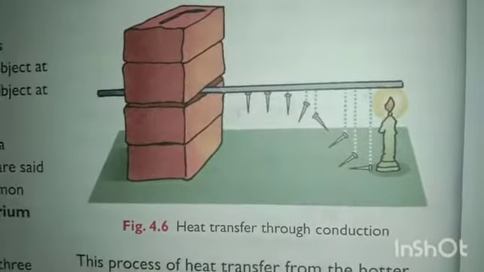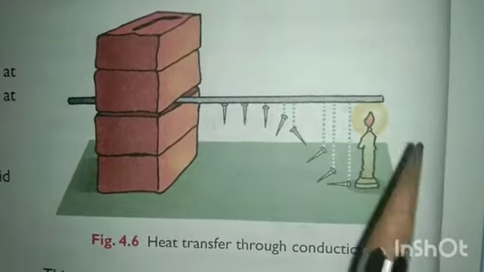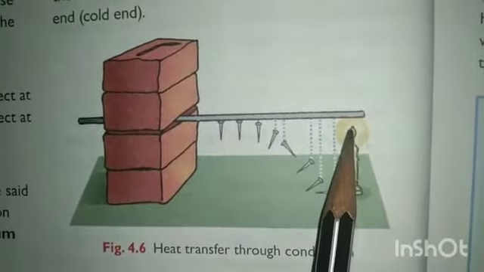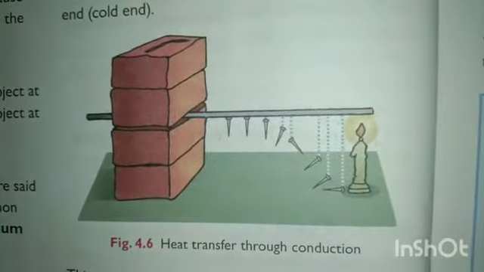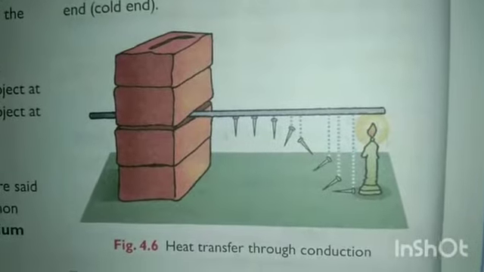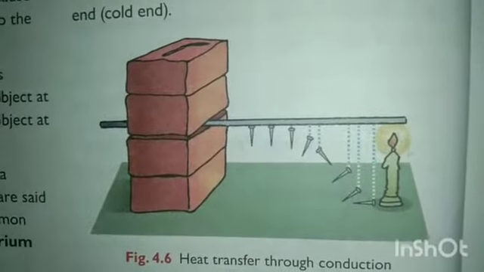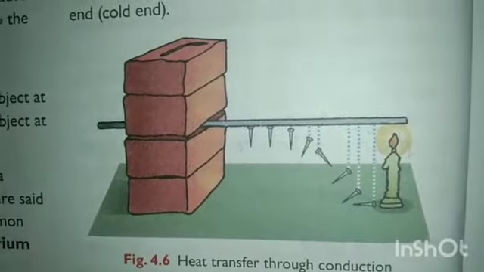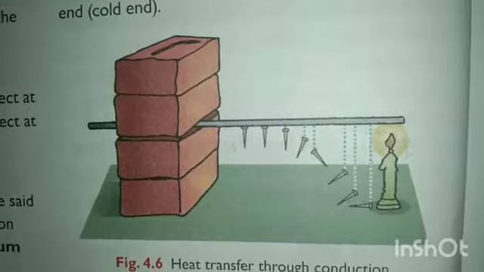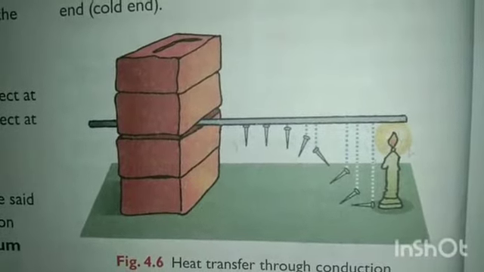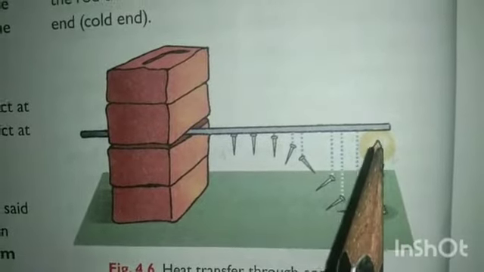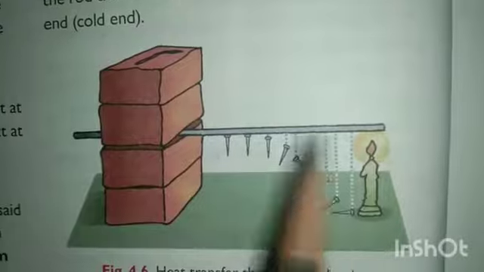Okay, so this is called conduction. This transfer of heat from the hotter end of an object to the colder end of an object is called conduction. Okay, this process of heat transfer from the hotter end of an object to the colder end is called conduction. The conduction of heat takes place without the actual displacement of atoms or particles, right? So you didn't find any flame particles that have moved here.